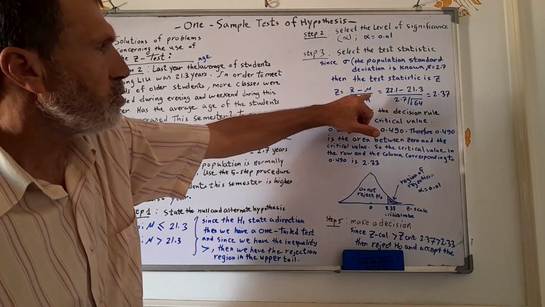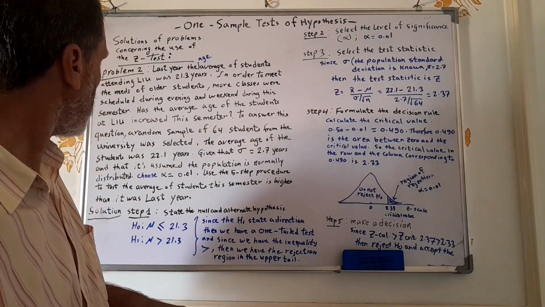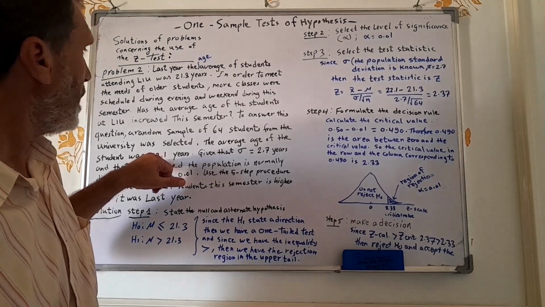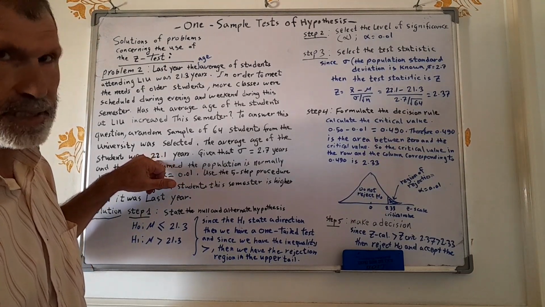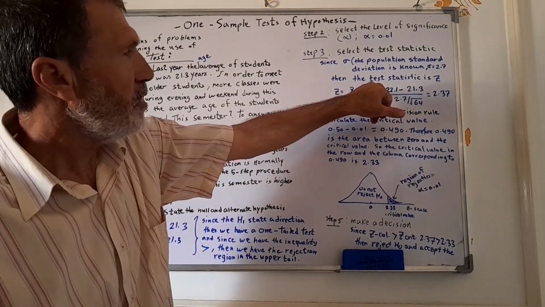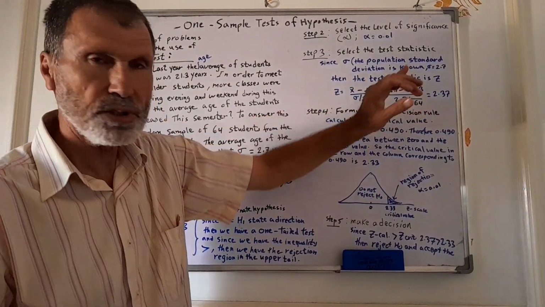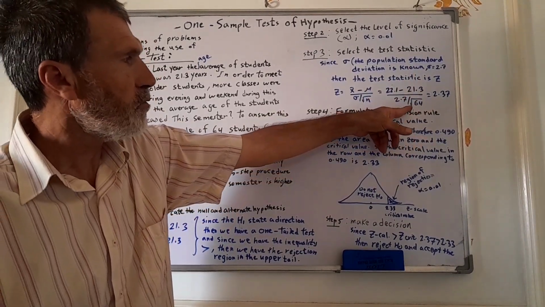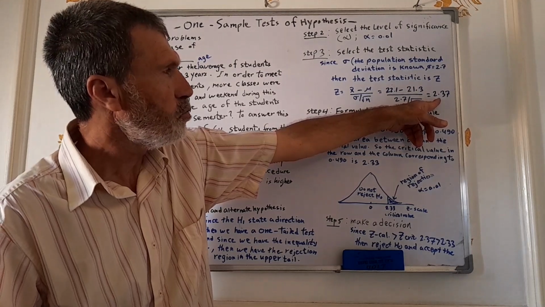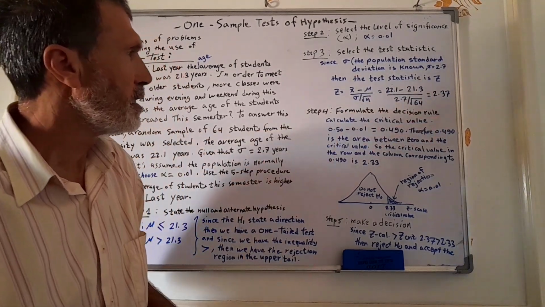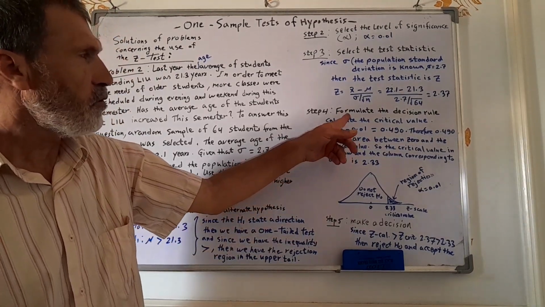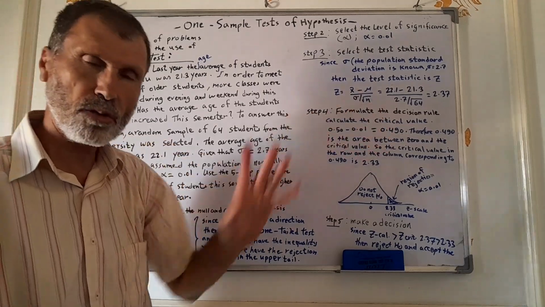We have X bar 22.1, the average age of students in the sample that was selected, minus the population mean 21.3, divided by 2.7 over the square root of 64. We come up with the value of the Z statistic, 2.37. Great. Now we move to step 4, where we have to formulate the decision rule.